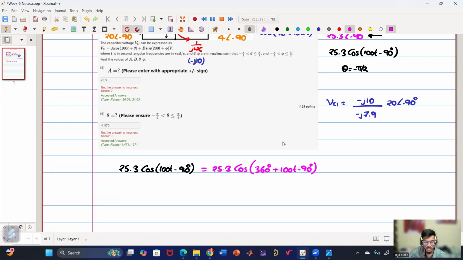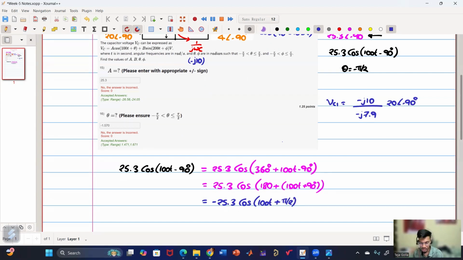Cos of theta is cos of 360 plus theta. So now this one I am writing something like this: 25.3, 270, right? So 270 I'll write cos of 180 plus 100t plus 90 degrees. This is okay, everyone? What is cos of 180 plus theta? Minus cos theta, right? Okay. So 100t plus pi by 2.